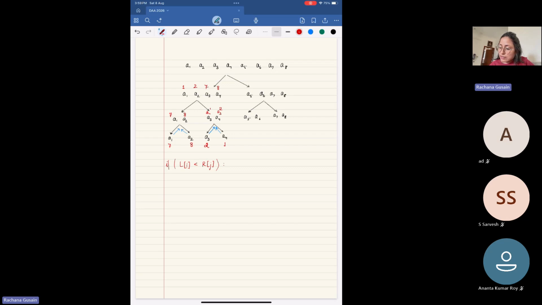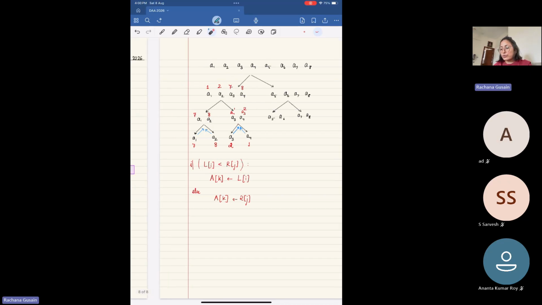So if Li is less than Rj, then in A at index k, I'm going to put Li, else I'm going to place Rj in Ak. That is how you compare two elements and take the element which is smaller in the bigger array. So that was array A, this is L, this is R. You take some point here, compare them, and which one should come first? That depends on the comparison between Li and Rj.